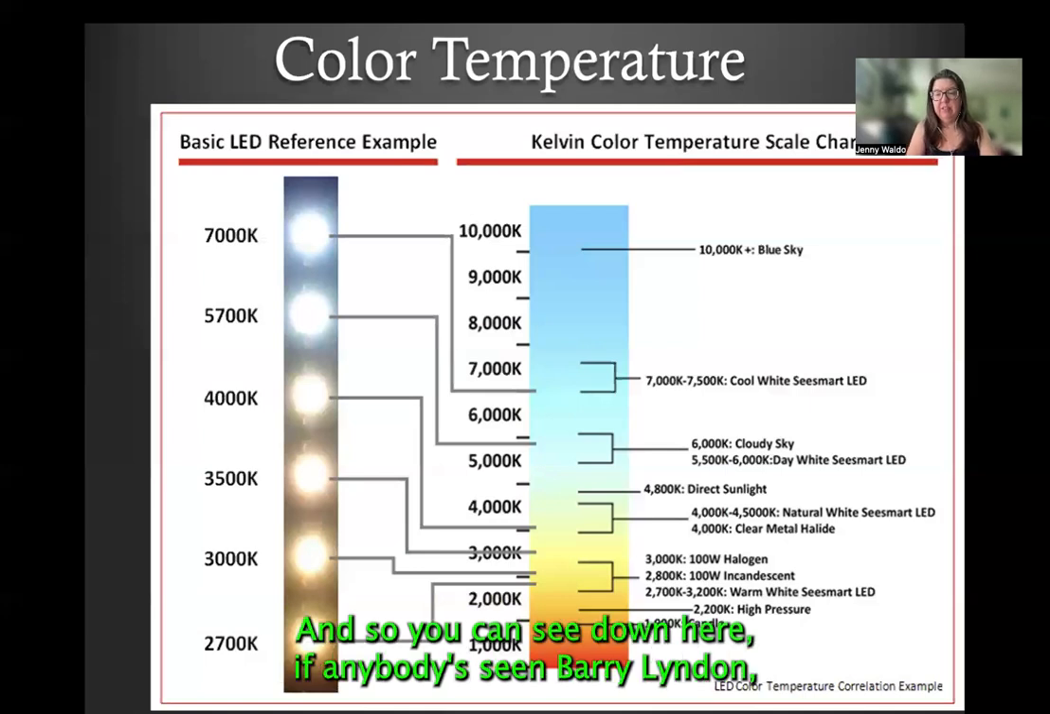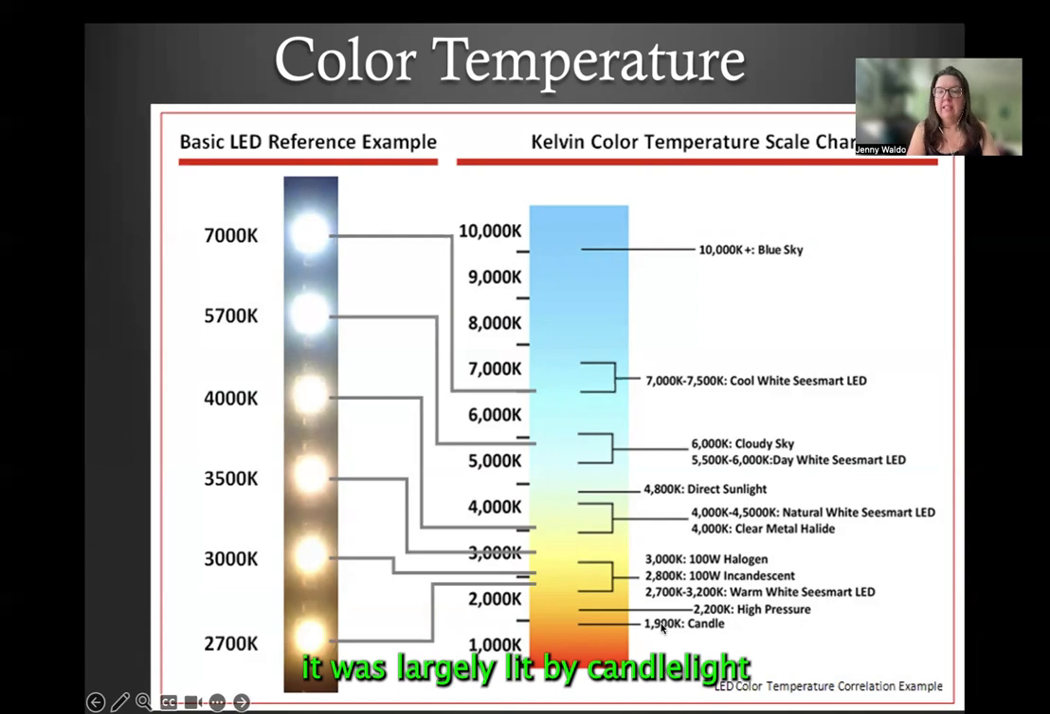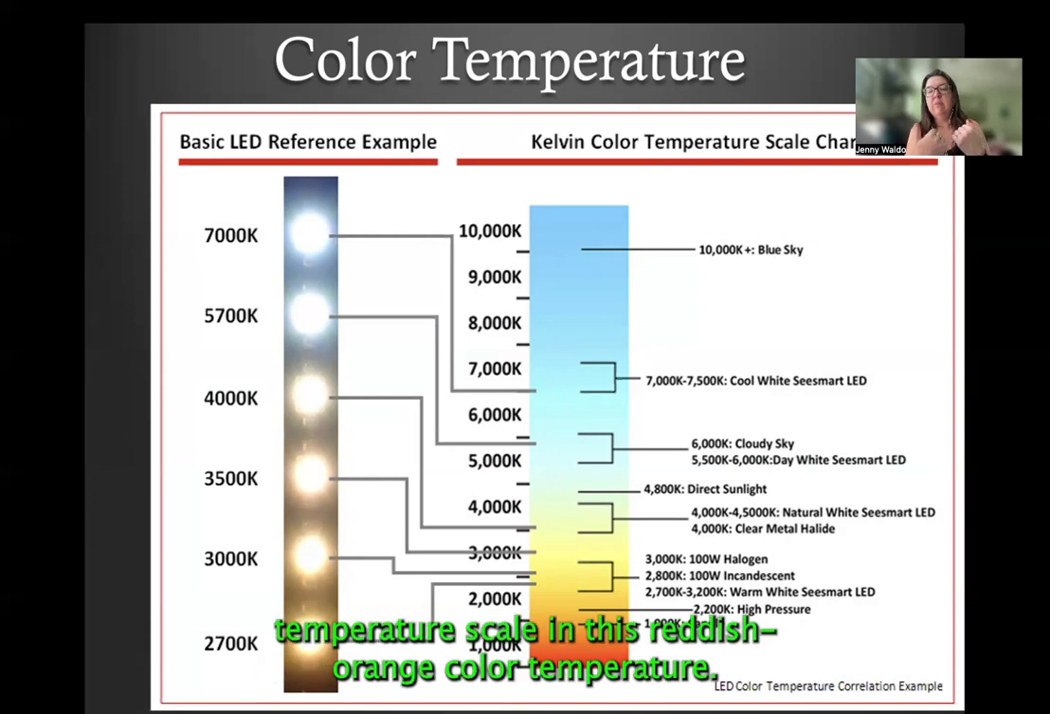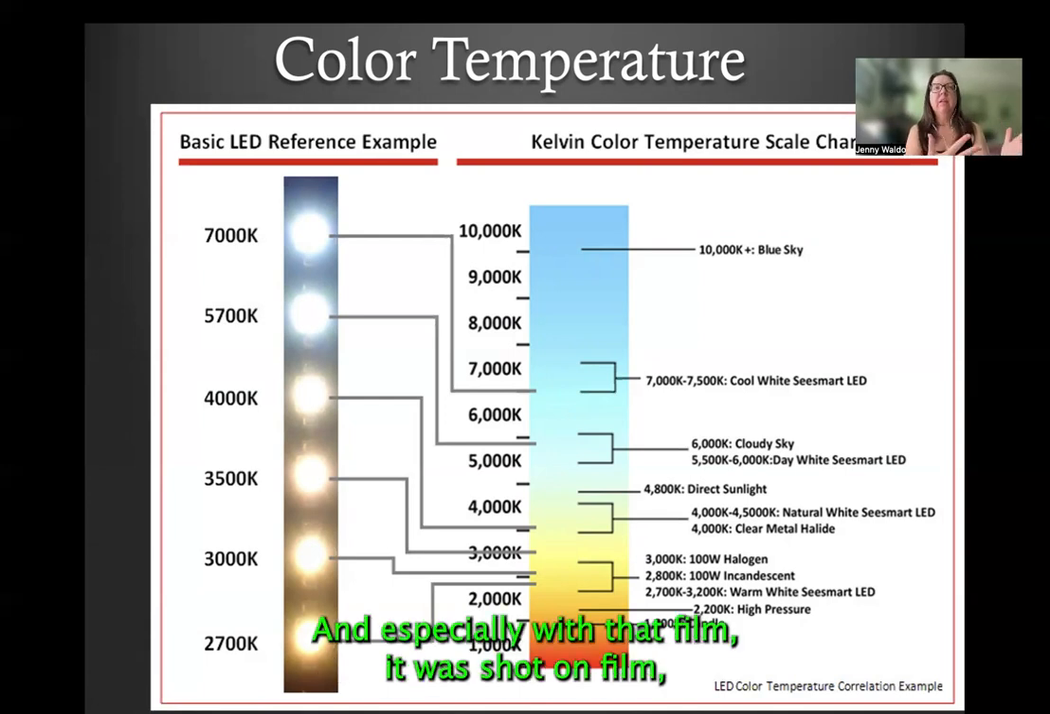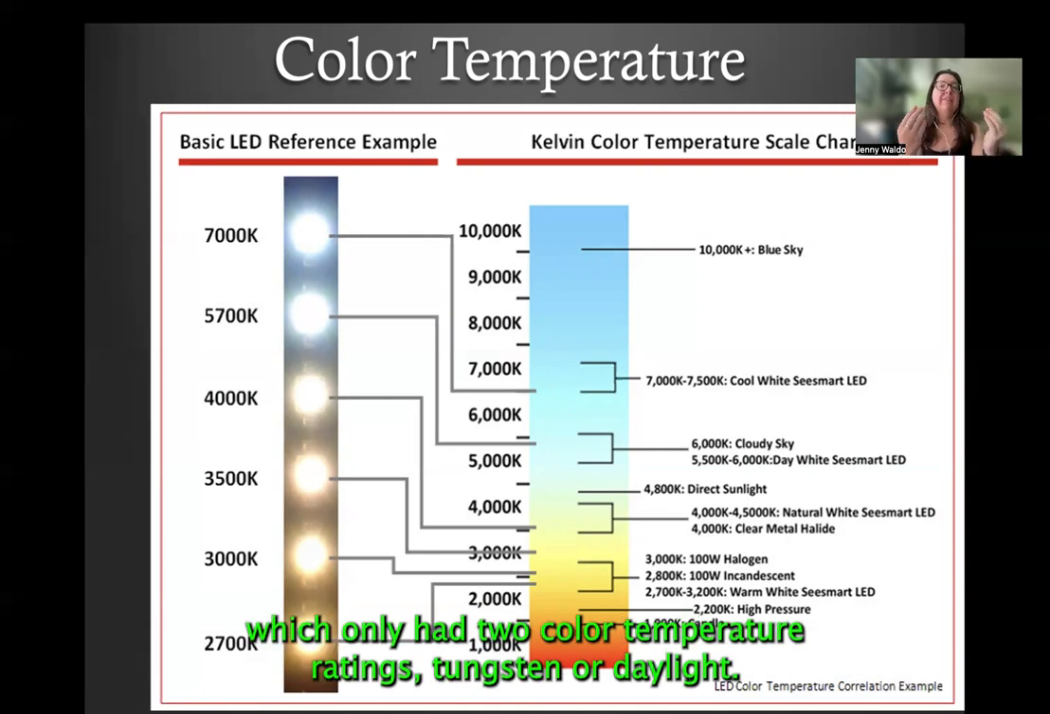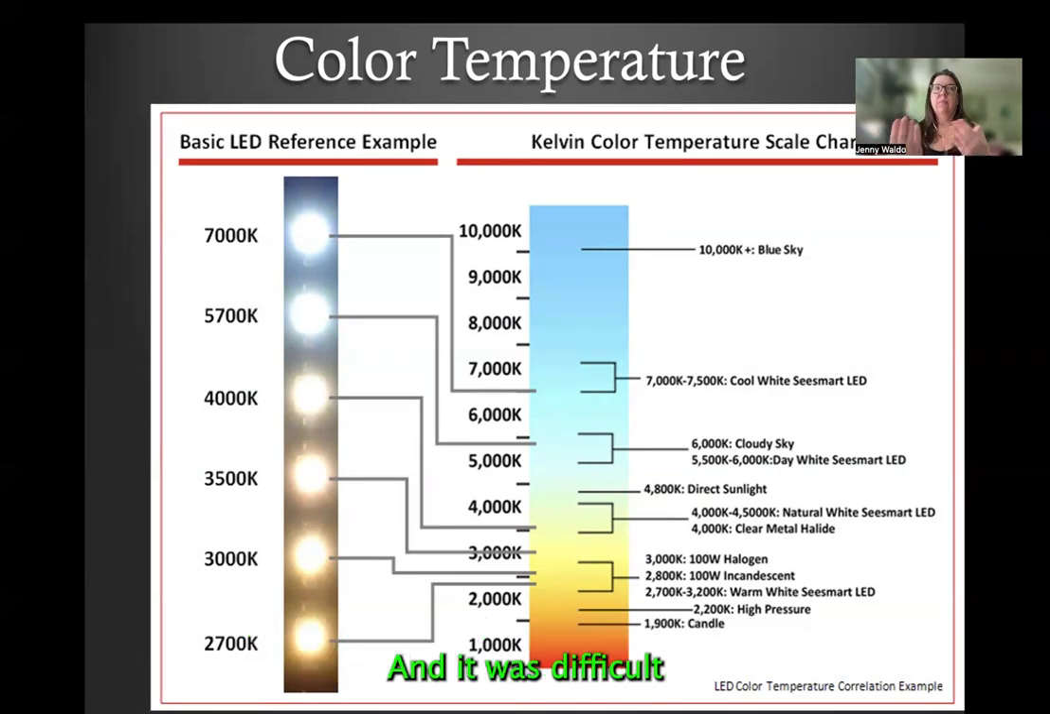And so you can see a range here. If anybody's seen Barry Lyndon, it was largely lit by candlelight, and candles are very low on the color temperature scale, in this kind of reddish orange color temperature. And so you have to kind of choose, and especially with that film, it was shot on film, which only had two color temperature ratings, tungsten or daylight, so it was difficult to adjust without extra filters and things like that. So, things to think about.